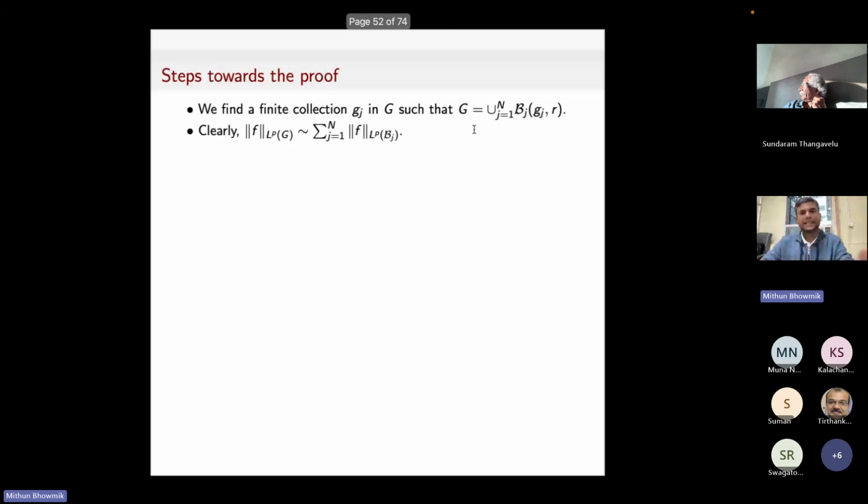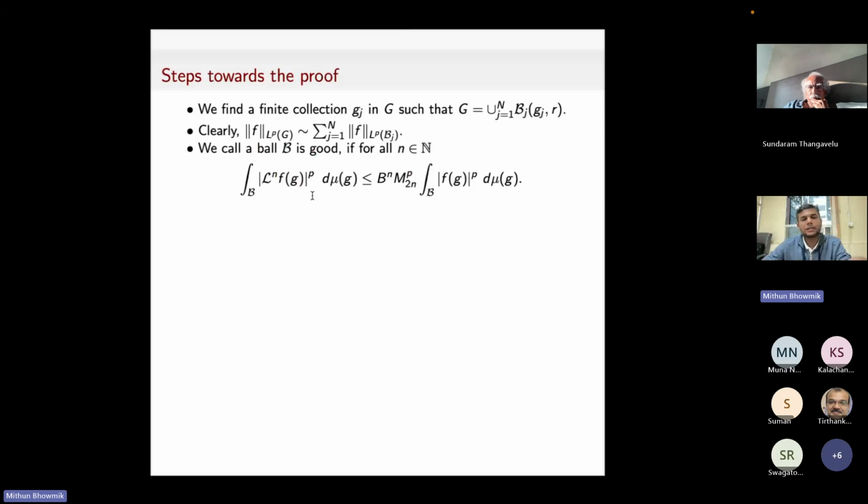Then its LP norm will be equivalent to the LP norm on each ball. If I sum them up, I'll get the LP norm of the function. Now I'll call certain balls good, certain balls bad. This idea was due to Kubrick, and it was used in the case of one-dimensional Euclidean space. There also they prove something.